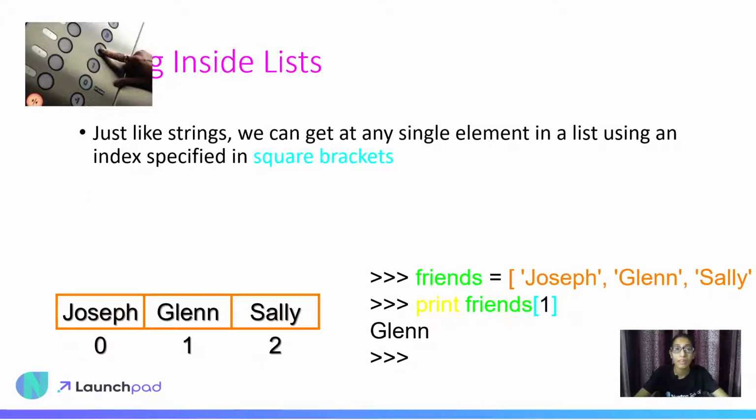So what if we have a list in square brackets? Just like a string, we can get any single element from a list, but using indexing. Indexing always starts from 0 and goes up to n. Even if I give names like Joseph, Glenn and Sally, the indexing starts from the number 0. And what is indexing? It is the number placed by the position from the start of the list up to n.